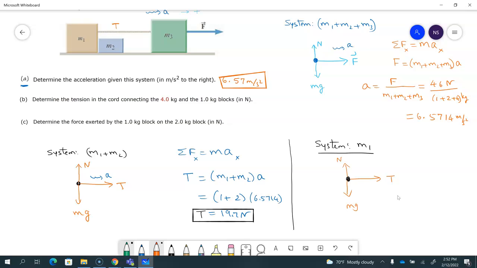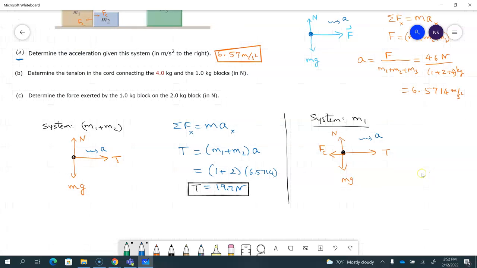And what else? M2 is pressing on it. So M1 pushes on M2, and M2 in turn pushes back on M1, right? So I'll call this contact force Fc. So I should also show a contact force from M2. Fc is the contact force, and as a result, it's accelerating to the right. So if I needed the tension, this was not such a good option because I don't know what the contact force is. I could probably figure that out pretty soon, right?